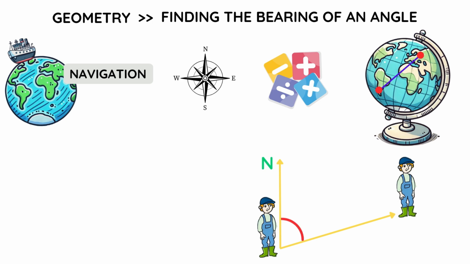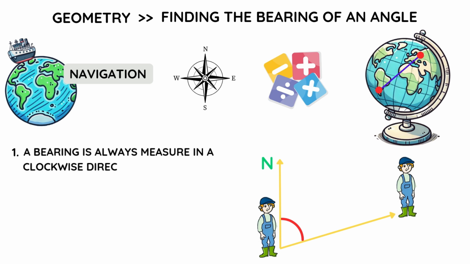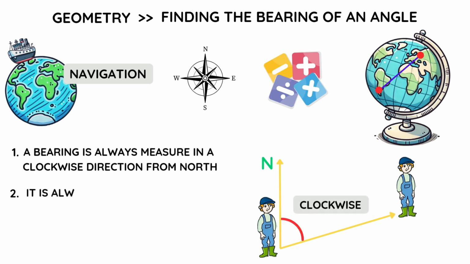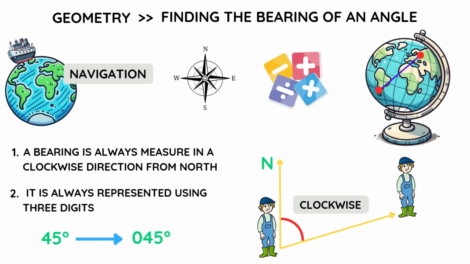Now, when calculating a bearing, there are two important things to remember. First, a bearing is always measured in a clockwise direction from north. Second, it is always represented using 3 digits. This means if you calculate a bearing of 45 degrees, you will not write it as 45 degrees, but as 045 degrees. This 3-digit system helps to avoid any confusion and makes everything very clear.